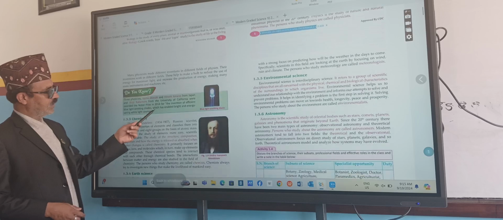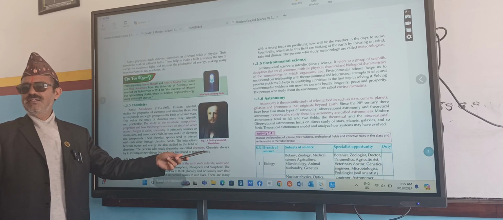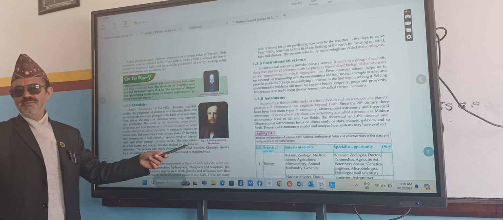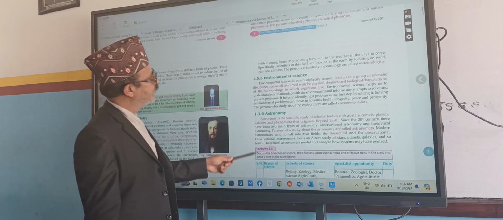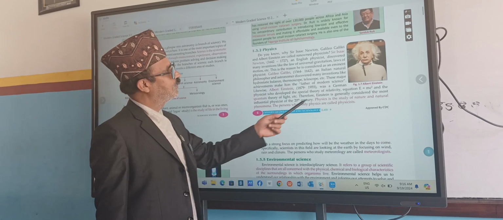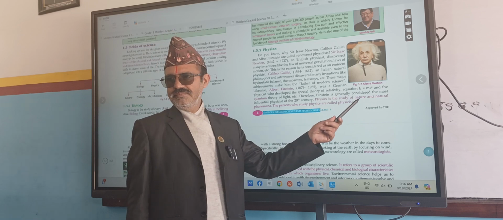You can see here, great scientists. I think Mendeleev is here, and some of the members are from Mendeleev. Chemistry. And is there anyone? Okay, who is here? Albert Einstein.